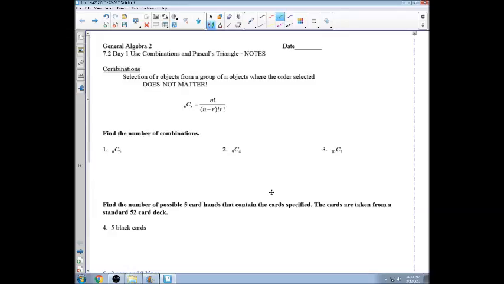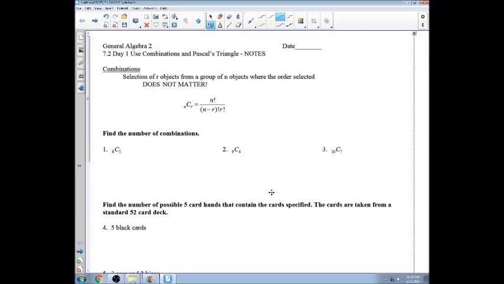This lesson is for my Algebra 2 class. It is 7.2, Day 1. Use combinations and Pascal's triangle. Combinations: selection of r objects from a group of n objects where the order selected does not matter.